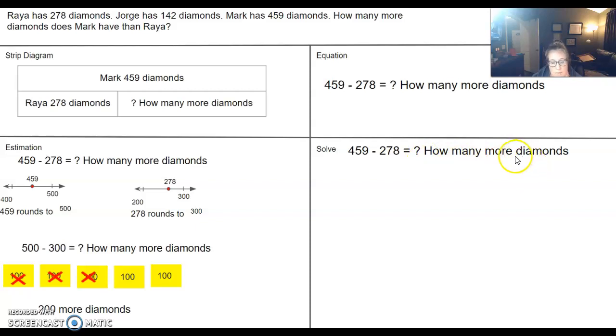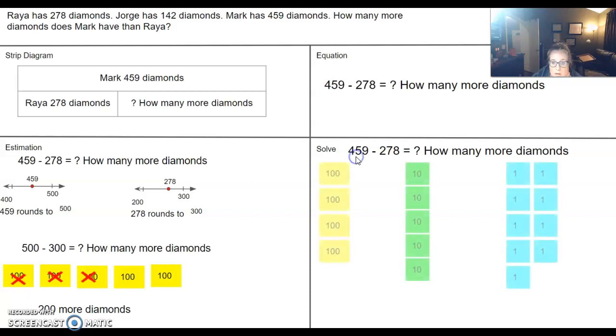Again, I'm going to use my place value discs. So I'm going to model 459 because that's the bigger of the two numbers. So here's my 459: 100, 200, 300, 400, 10, 20, 30, 40, 50, 1, 2, 3, 4, 5, 6, 7, 8, 9. And I'm going to take away 278. So I'm going to start in my ones place, and I'm just going to take away 8 ones. 1, 2, 3, 4, 5, 6, 7, 8.